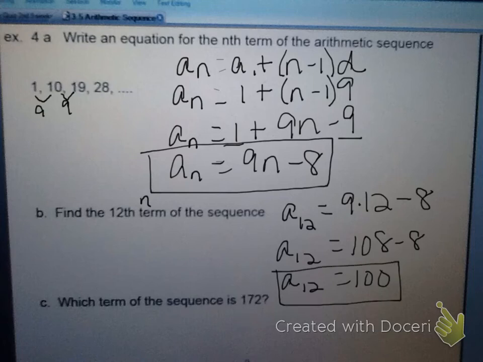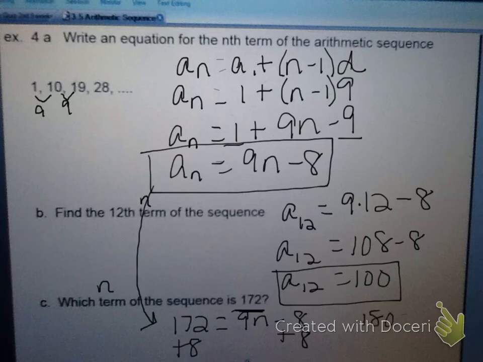Example C, which term of the sequence is 172? So again, term stands for n. So this time around, we are looking for n, and they're giving us the answer. That would be your a sub n. So we're going to plug into this equation. Our a sub n is 172. And we don't know our n. So we're going to add 8. Running out of room, I'm going to write it over here. That's 180 is equal to 9n. Divide by 9, and we get 20 is equal to n. That means the 20th time that we keep adding 9, we're going to get 172.